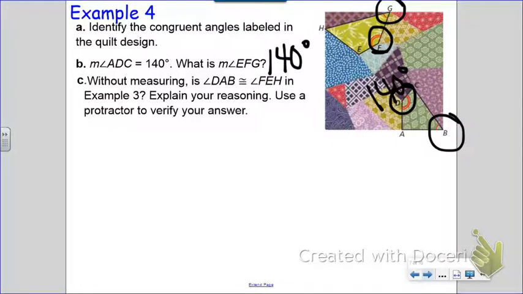They're congruent. Angle DAB, that's this angle here, is congruent to FEH. That's the angle here. If you look, the angle A is in between the other two angles. Angle E is not, so we can't necessarily verify at this point without having actual measurements if they're congruent.